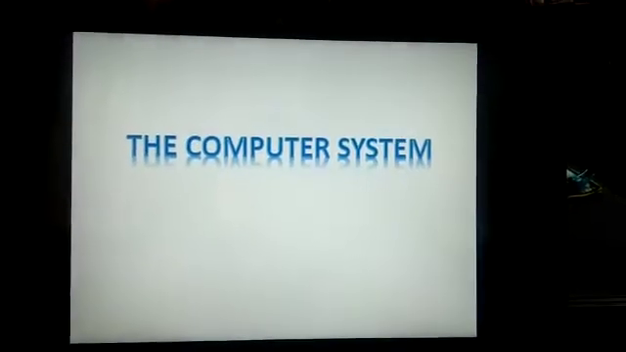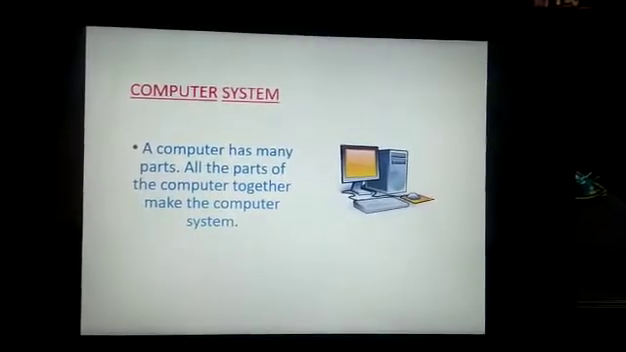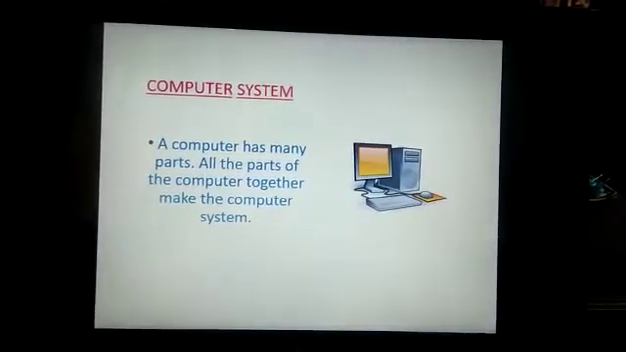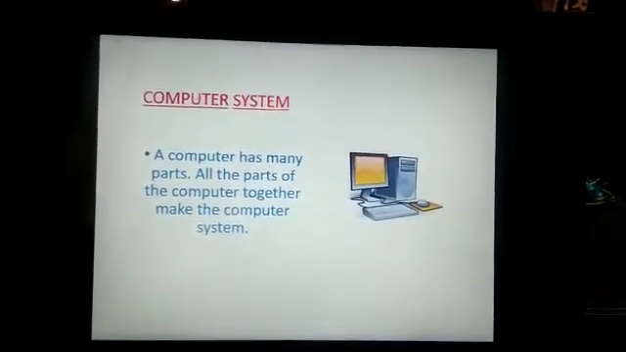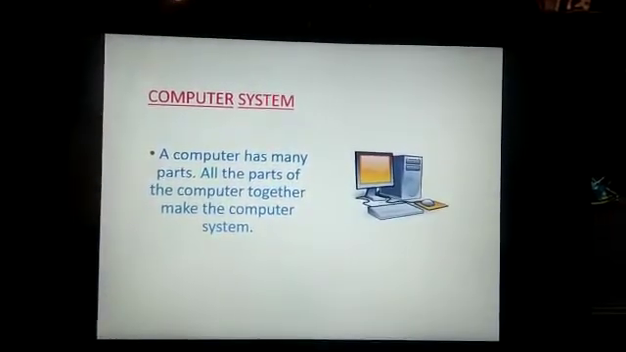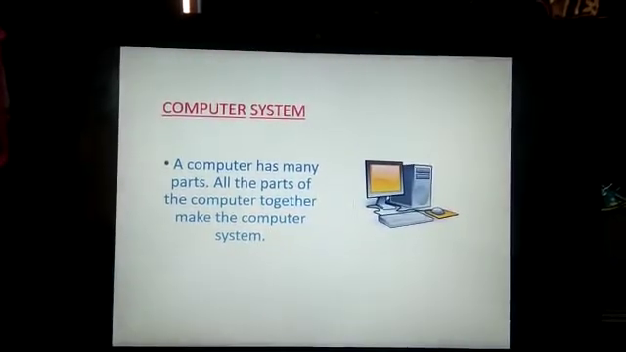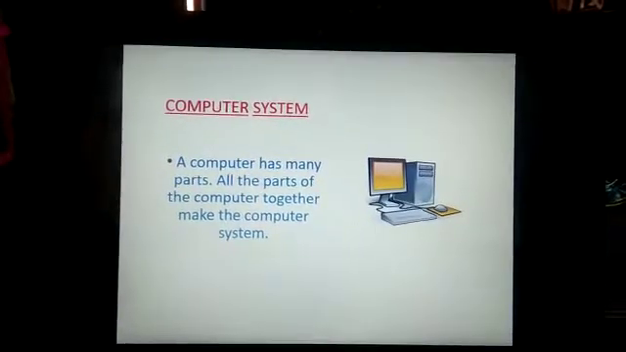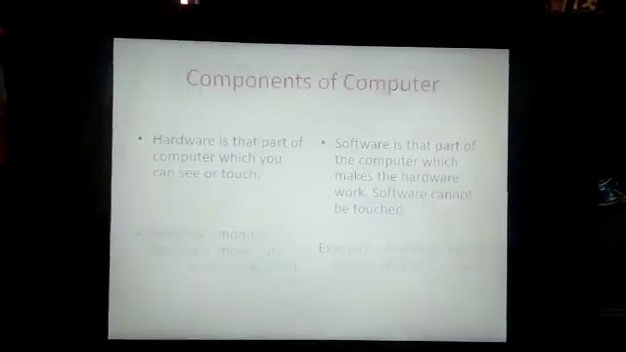So here we go. What is a computer system? A computer has many parts. All the parts of the computer together make the computer system. As you see in the picture, there is a computer system which includes all the essential parts of the computer, that is mouse, keyboard, monitor and CPU.